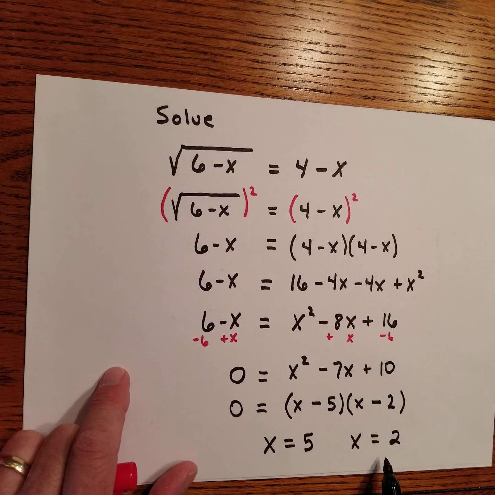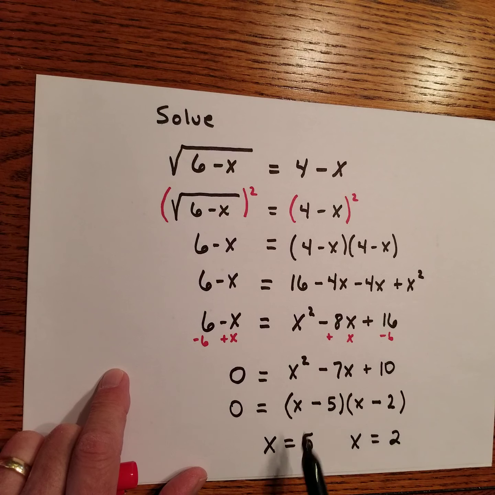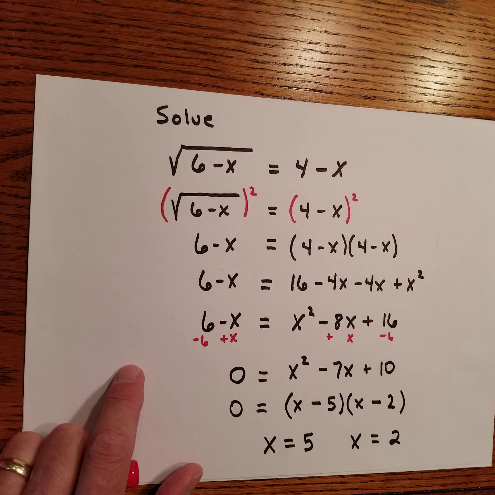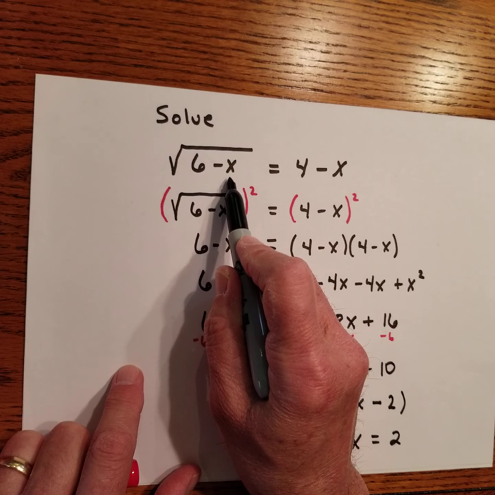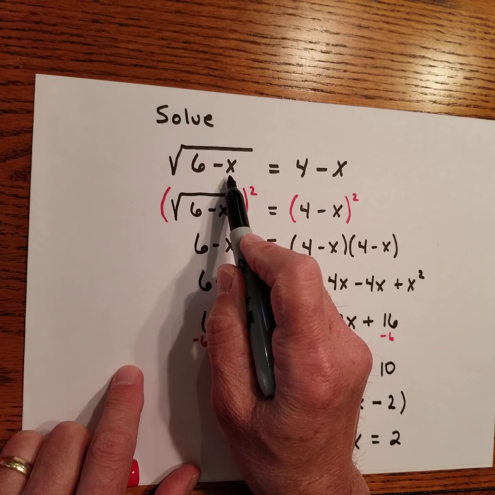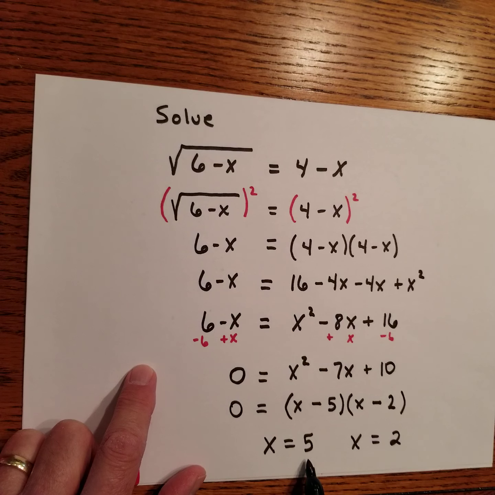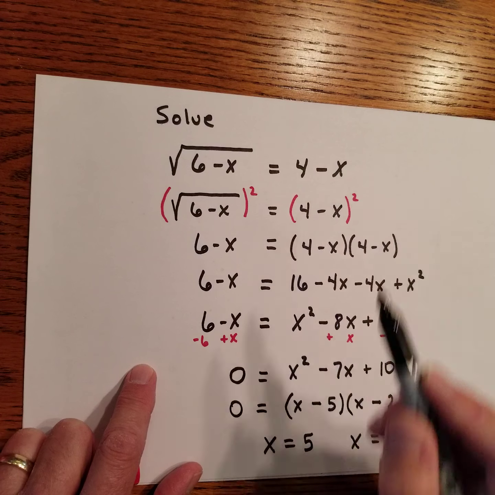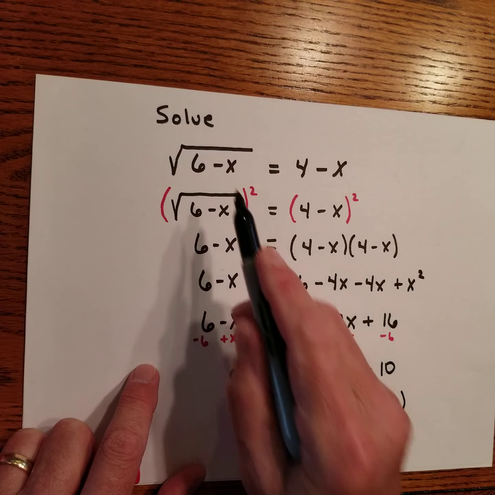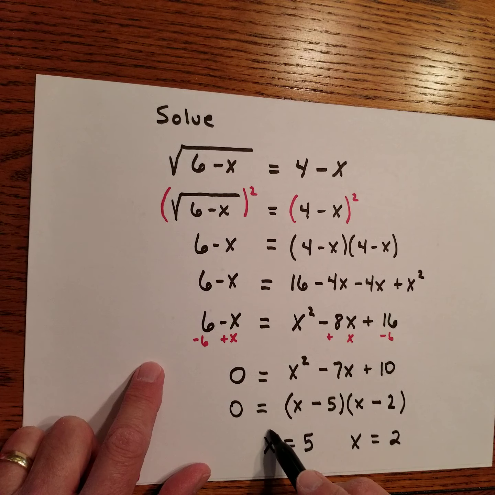It appears to have two answers, but I should be careful. We should plug these back in and make sure that they both work. If I plug in 5 for x, 6 minus 5 is 1, and the square root of 1 is 1. But if I plug the same 5 in there, 4 minus 5 is negative 1. Positive 1 does not equal negative 1. 5 does not actually work.